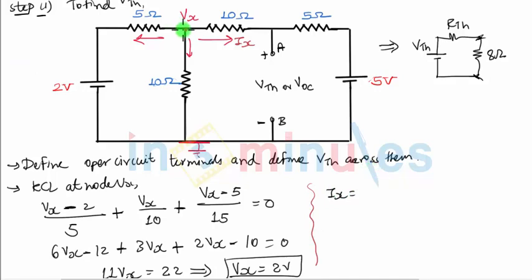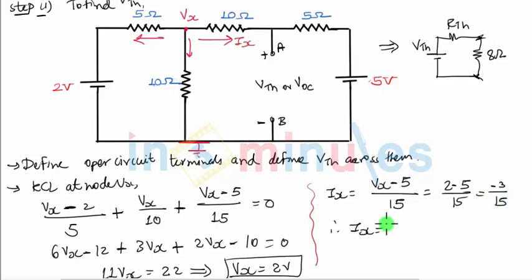Ix will be nothing but it is Vx on this side and 5 volts on this side, so it's Vx minus 5 divided by the total resistance, which is 15. Now Vx is only 2 volts, so it's 2 minus 5 upon 15, which is minus 3 by 15, and therefore Ix with its right hand side direction comes out to be a negative current. It's minus 3 by 15, which is minus 1 by 5, which is 0.2 amperes. So that's my next value, Ix.